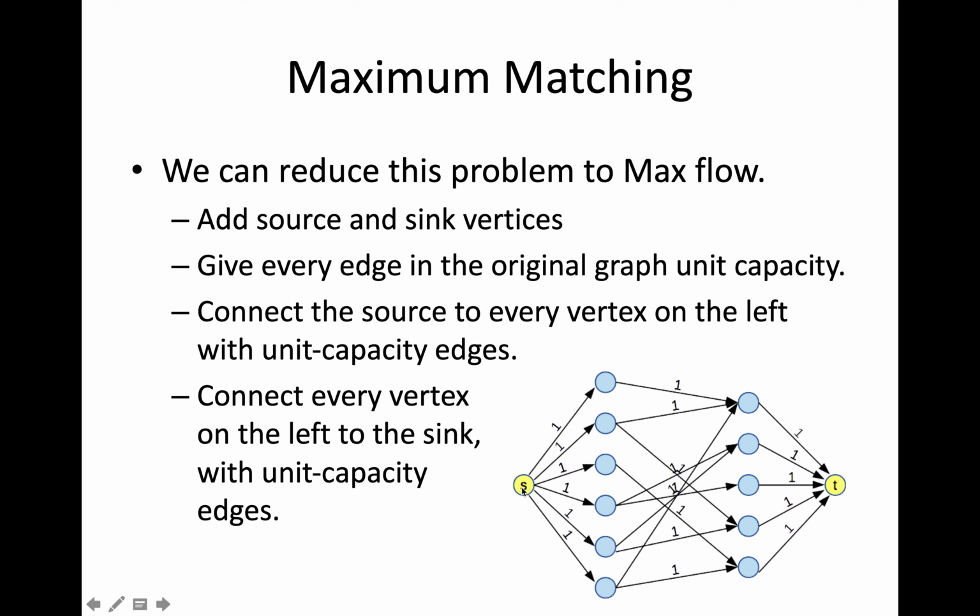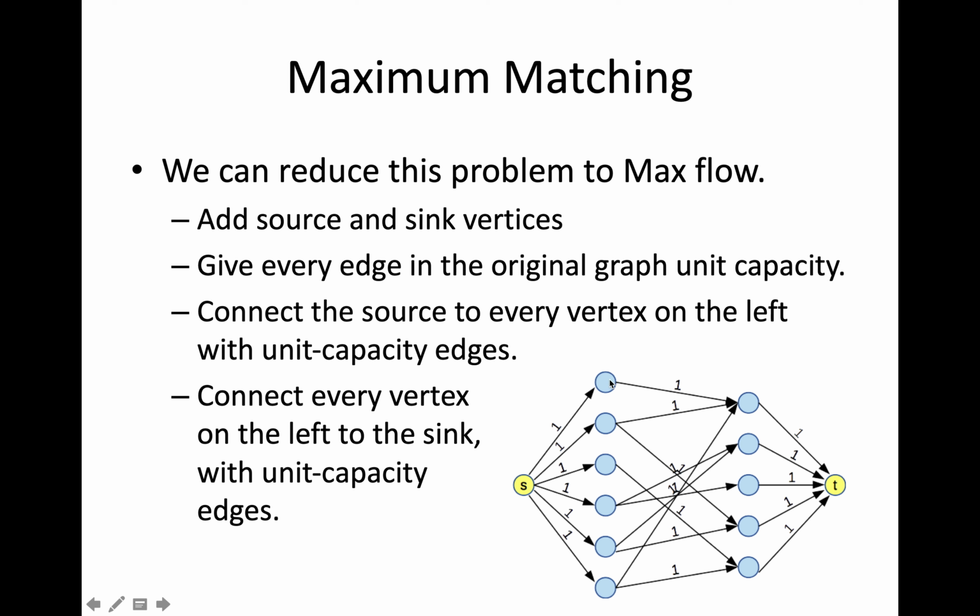I'm going to make a source vertex, and like my picture shows, I'm going to give it an edge that goes to each vertex on the left, each of those edges with a weight of 1, and I'm going to do the same thing over on the right, going to the sink vertex. So that's really all I'm going to have to do to convert this to a max flow problem.